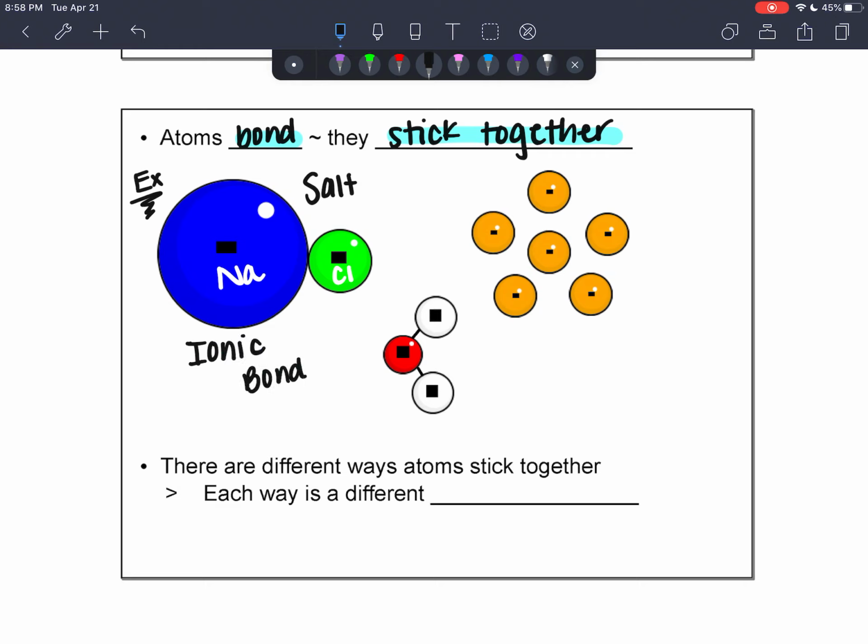This is our first type of bond. We're going to talk about what an ionic bond is in just a second. The next type of bond, our next example, is this funny looking particle I've got right here. This funny looking particle is water. Water is two hydrogens, hydrogen, hydrogen, connected to an oxygen. This is held together by a covalent bond.